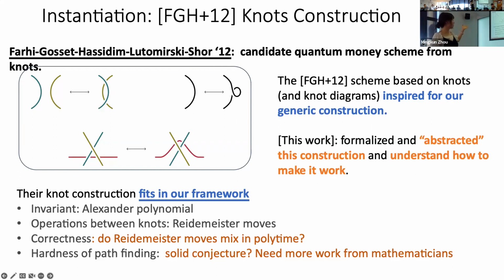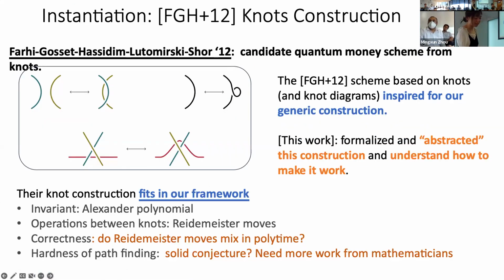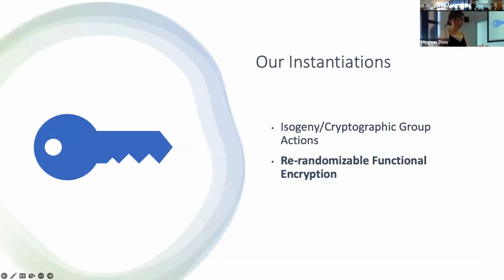And also the hardness of path finding. I'm not sure if it's a solid conjecture, but I think it's a conjecture in knot theory, but there's not much cryptanalysis on it, because it's too complicated. I think the statement is not complicated. It's hard to find the steps of moves between two knots, but yeah, we don't know how reliable it is.